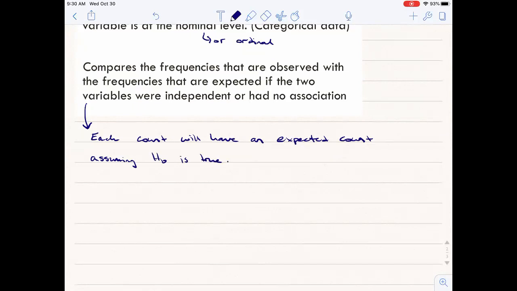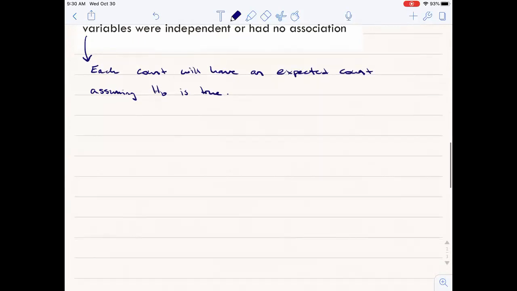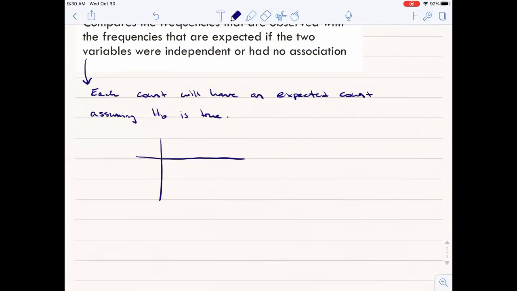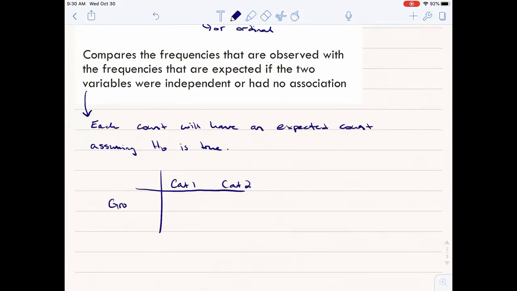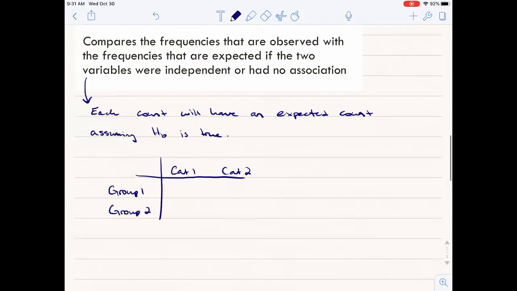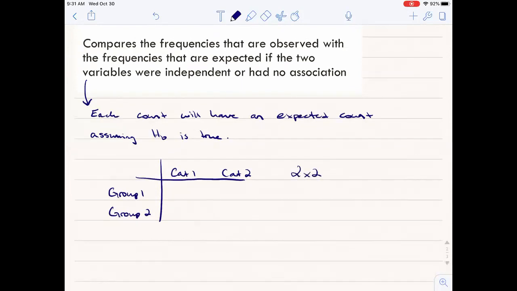So what we do if we have categorical data is we make a 2x2 table, usually, because here we've got our category 1, category 2, and then we've got group 1 and group 2. It can definitely extend to more than 2 by 2 groups, right? And so this is a 2 by 2 contingency table. Okay. So each of these cells is going to have some count.